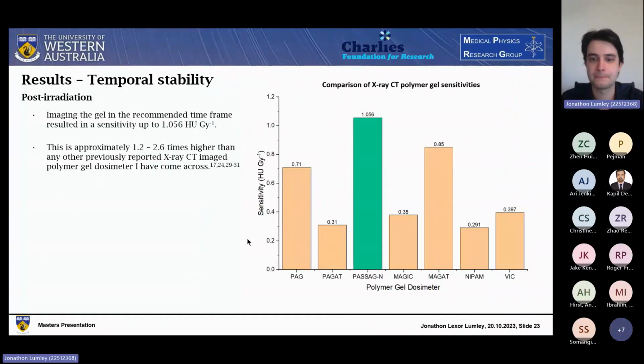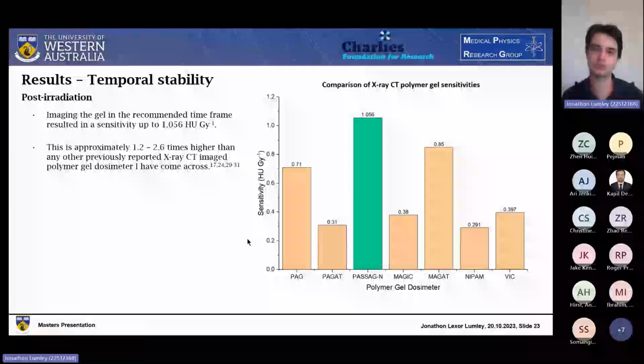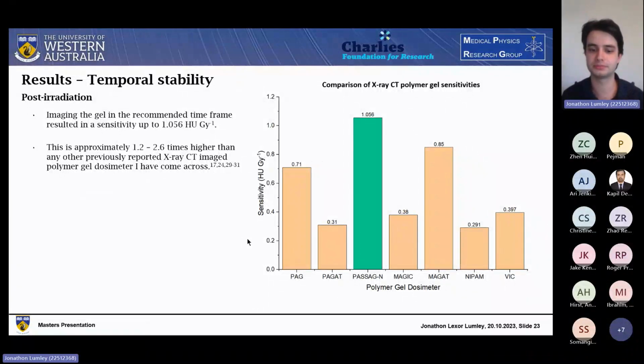So in terms of comparing to other gels again, if we image our gel within the recommended time frame, we got a sensitivity result of up to 1.056 HUs per gray. And this was approximately 1.2 to 2.6 times higher than any other previously published gel dosimeter that was X-ray CT imaged. This basically shows how valuable it is to optimize gel dosimeters with regards to sensitivity and to image within recommended timeframes.